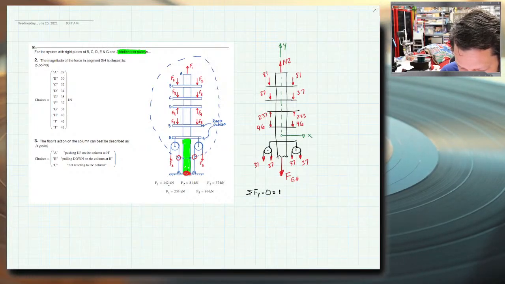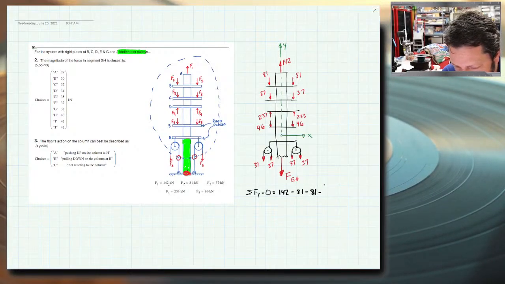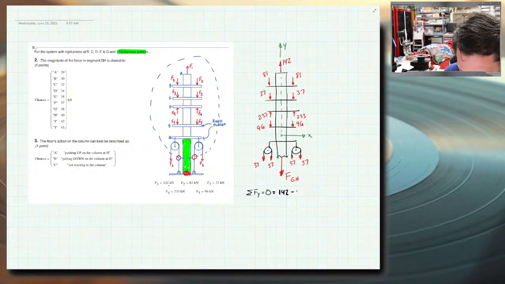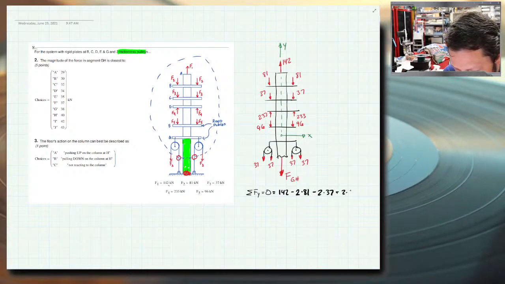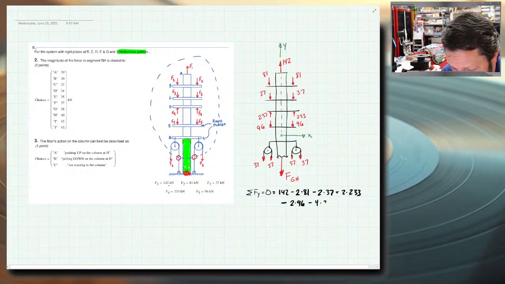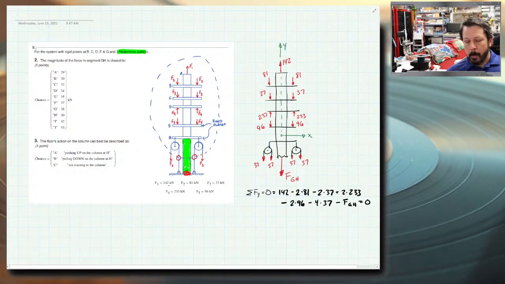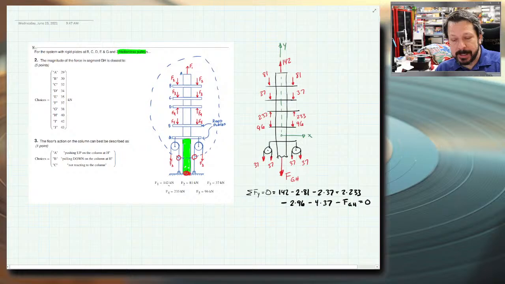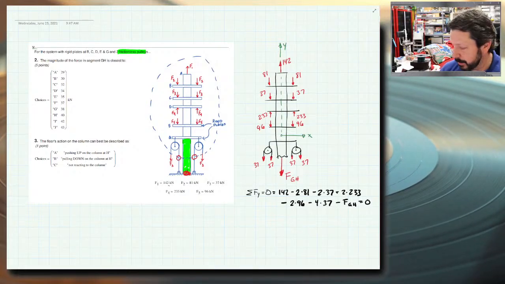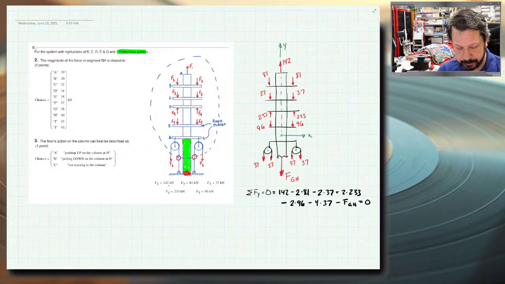So I've got 142. Again, these are all kilonewtons. Minus 81, or minus 2 times 81, whichever way. Maybe we can write it that way since that might be a little simpler. Minus 2 times 37 plus 2 times 233. Ran out of room, so minus 2 times 96 minus 4 times 37 minus FGH. All those have to add to 0. If they don't add to 0, that means this body that I drew is moving up or down. It doesn't necessarily mean it's moving up or down, it's just moving one of those directions. If it adds to 0, it means it's stationary and it's not moving, not translating.